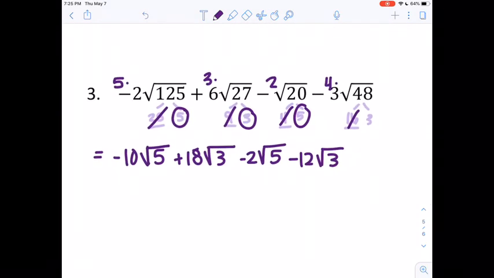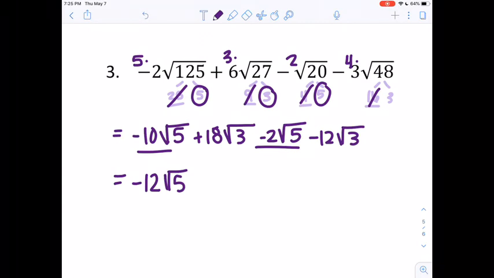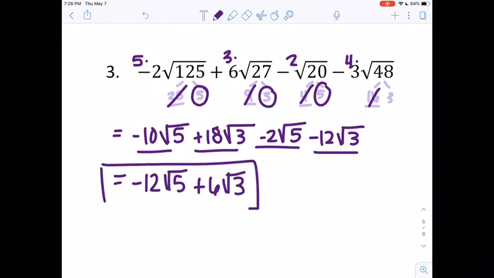Okay, now I'm going to combine my like radicals. So these two match, so that's negative 12 root 5. Root 5 stays the same. And then these two match, so 18 minus 12, that's positive 6 root 3. Since these do not match, root 5 and root 3, you have to just leave your answer as is.